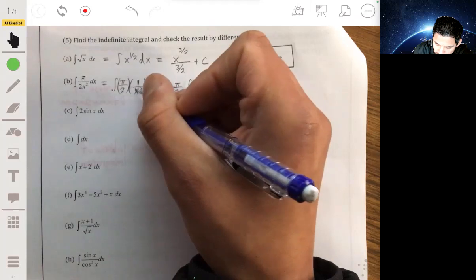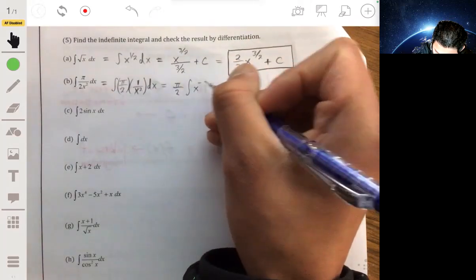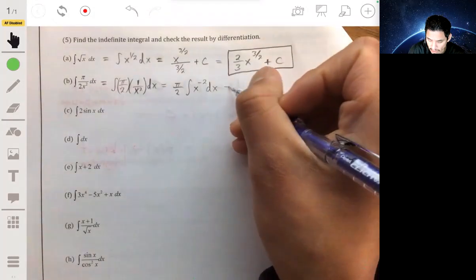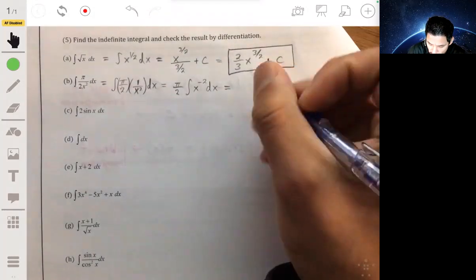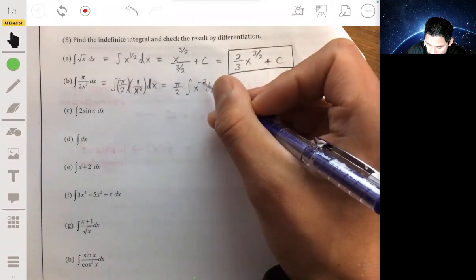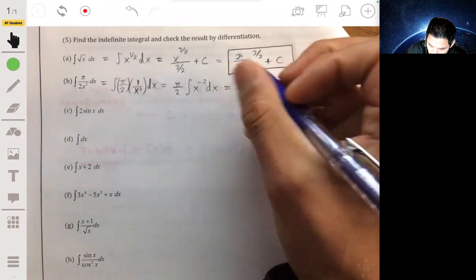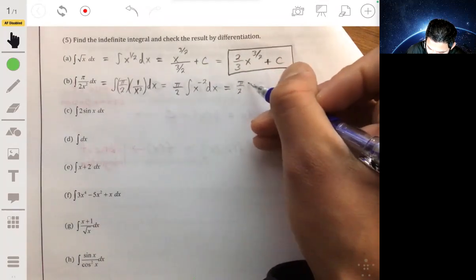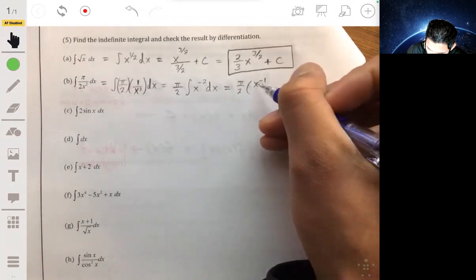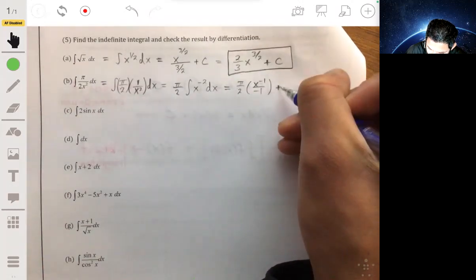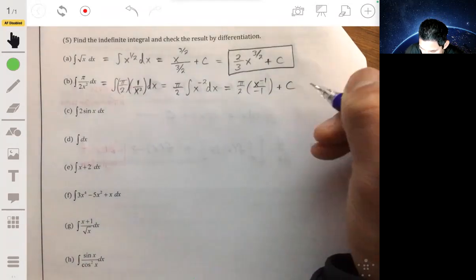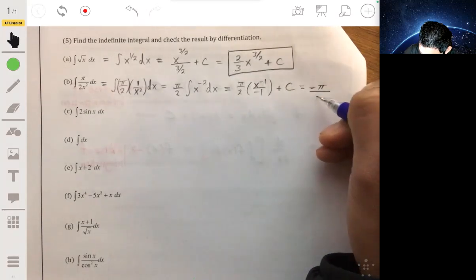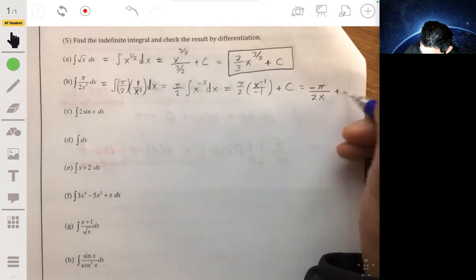And again, you rewrite this as x to the -2 because it lets you see the power more easily. And then we just use the reverse power rule. I like to call it the reverse power rule, anti-power rule. So instead of multiplying by this, we're going to first add 1 to the exponent and then divide by that. So we're going to have pi over 2 times x to the -1 divided by -1 plus c. And then our answer will be negative pi over 2x plus c.